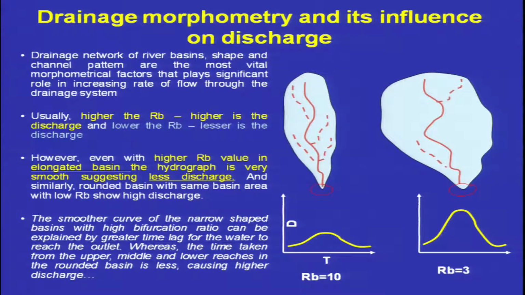Okay. Whereas the time taken from the upper, middle and lower reaches in the rounded basin, because the basin is rounded, the distances are shorter. No doubt the area is almost the same, but that plays an important role. So for the upper, middle and lower reaches in the rounded basin, the time taken by this region is less because the resistance is less, causing higher discharges. So one can keep this in mind.